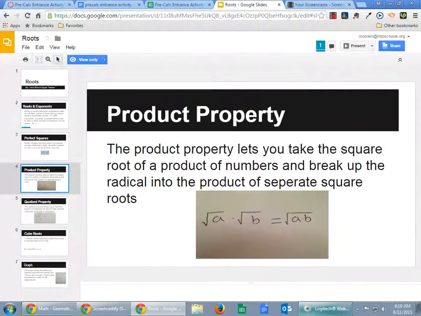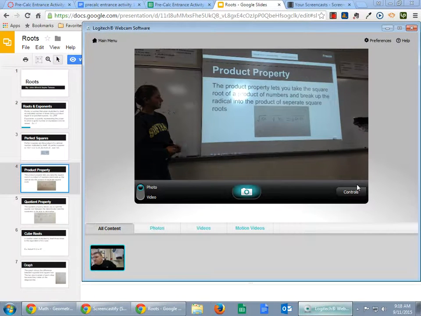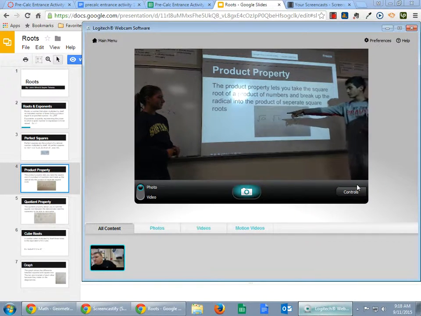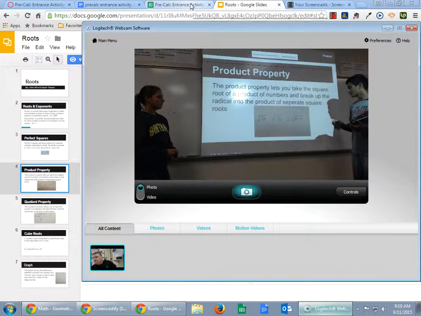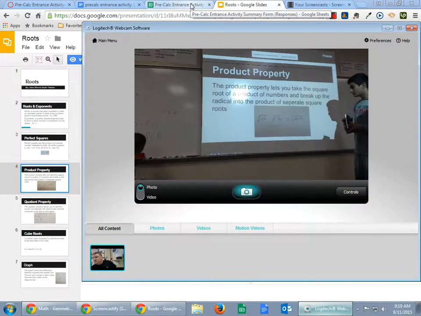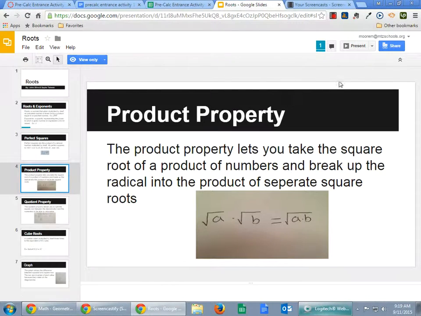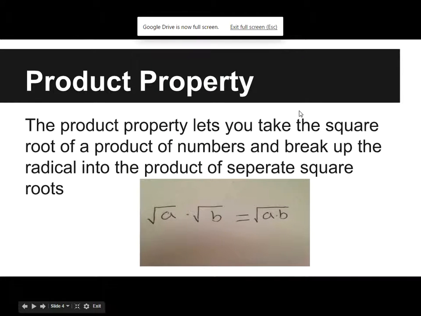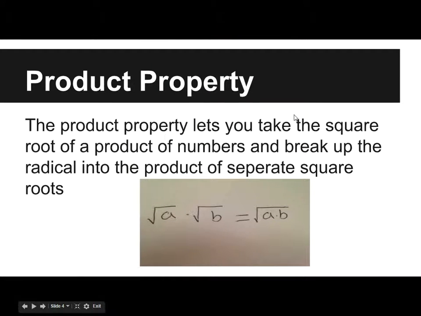The product property lets you take the square root of a product of numbers and break up the radical into the product of separate square roots. So you could take the square root of A times the square root of B, and the product property allows you to move those together or split them up. So it'd be the square root of A times B. The other example would be the opposite of this: the square root of A times B, which would then equal the square root of A times the square root of B.